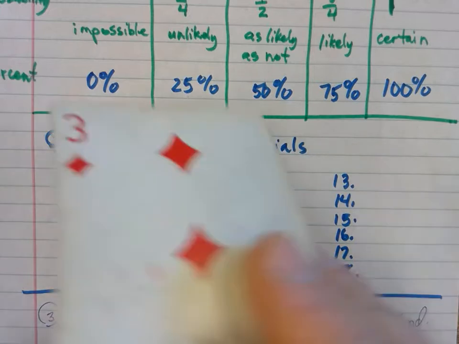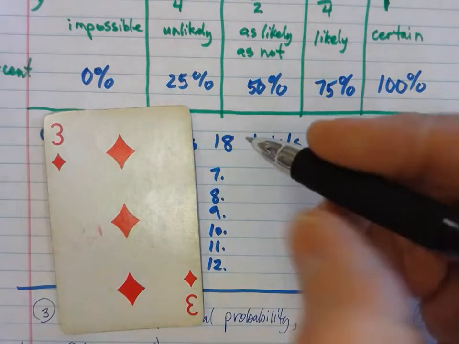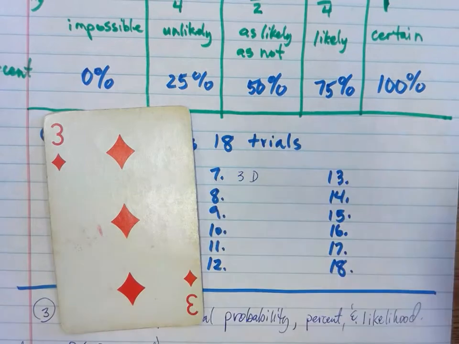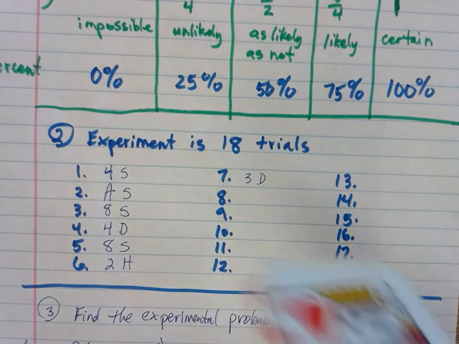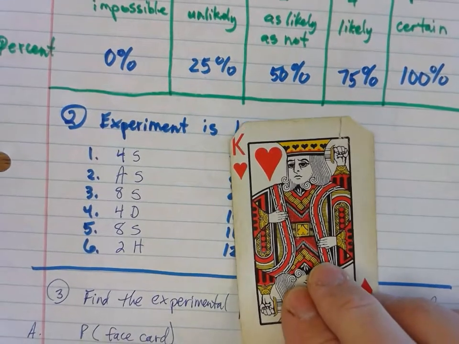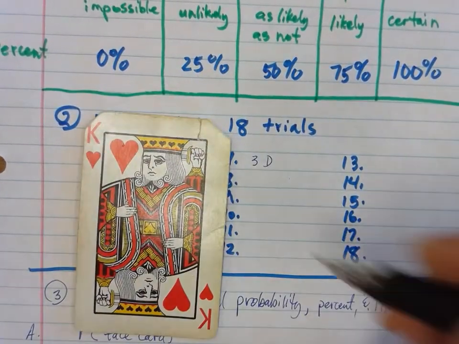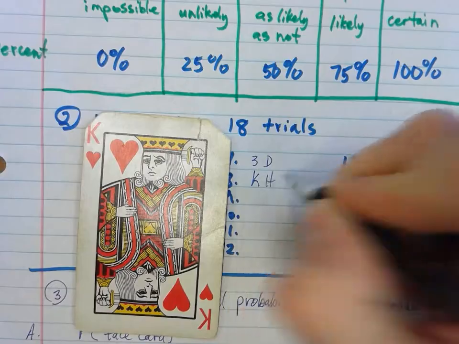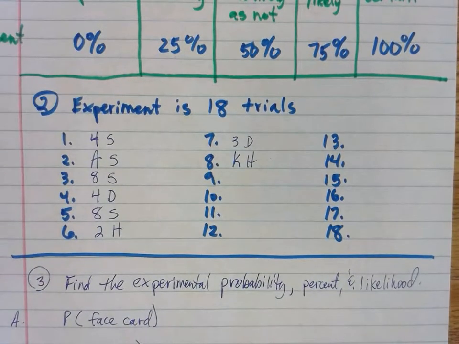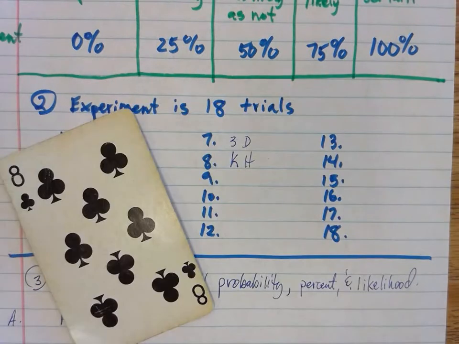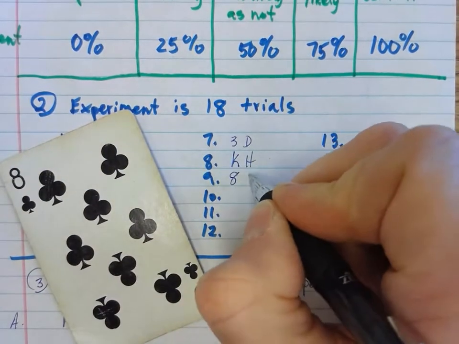So we got a 3 of diamonds. Stick her back in there. I got, there's my first face card. Okay, I got the King of Hearts. So I'm gonna put K Hearts. Let's see what we got right here. 8 of clubs.